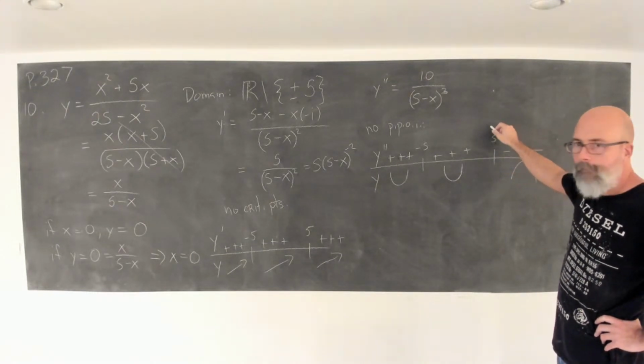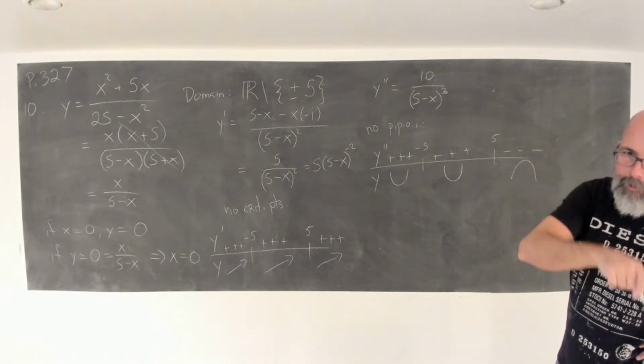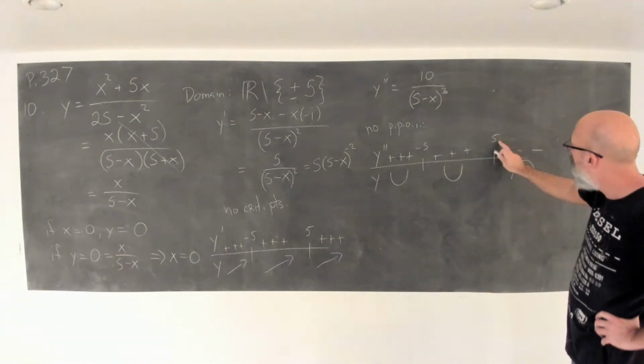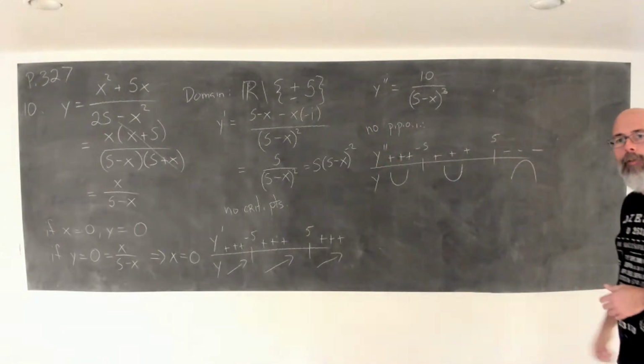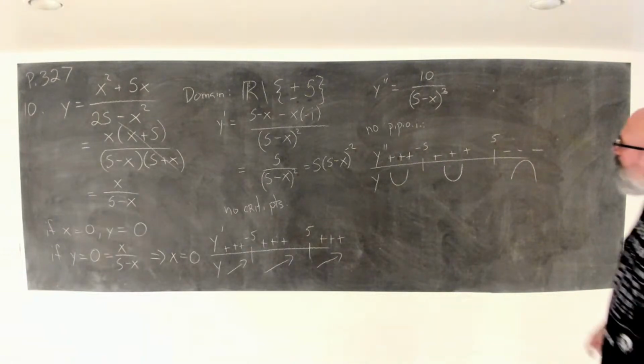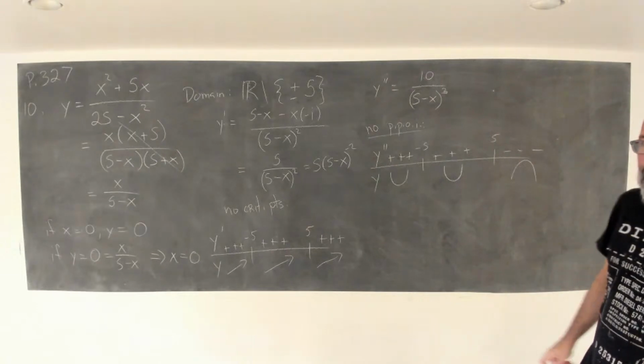5 is, it was a trap. It was a trap, people. 5 is not in the domain. 5 is not a point of inflection. Right? We even say here, no possible points of inflection.